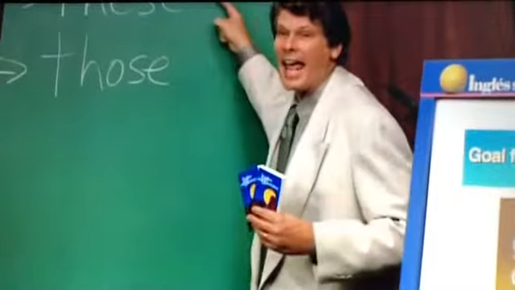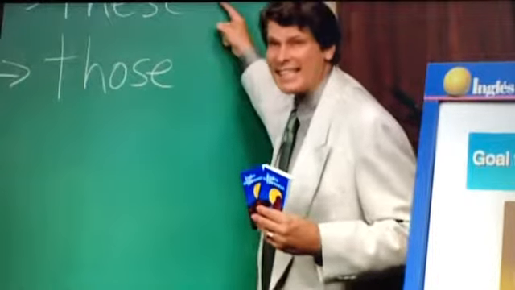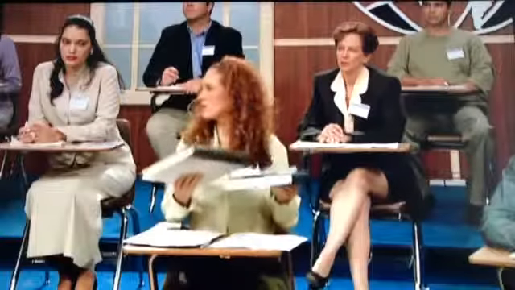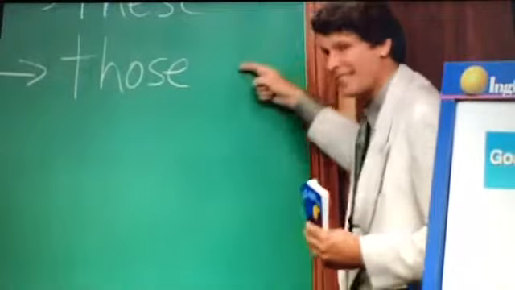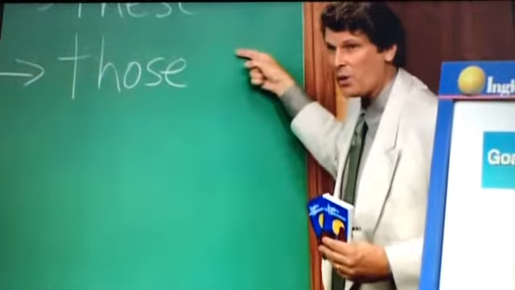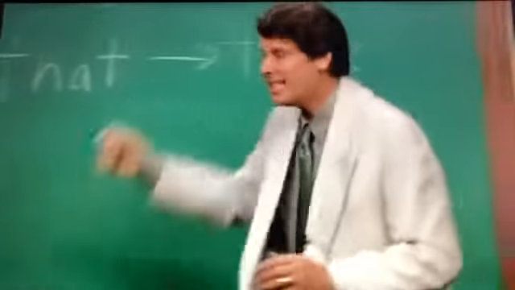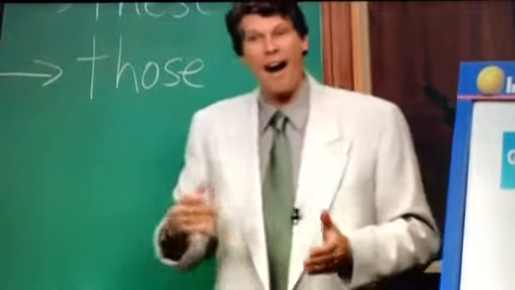Those books are big. These, estos, estas, these, those, esos, esas, those. These and those show more than one. And remember, with this and that, we use is. This is, that is. With these and those, we have to use are.